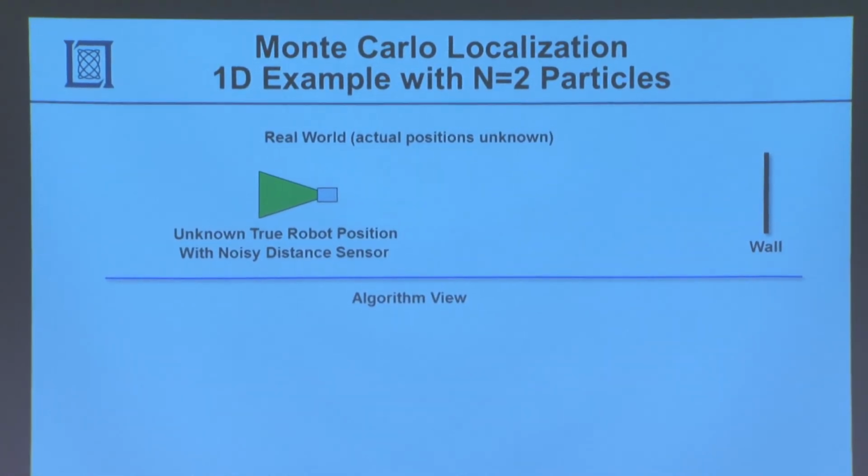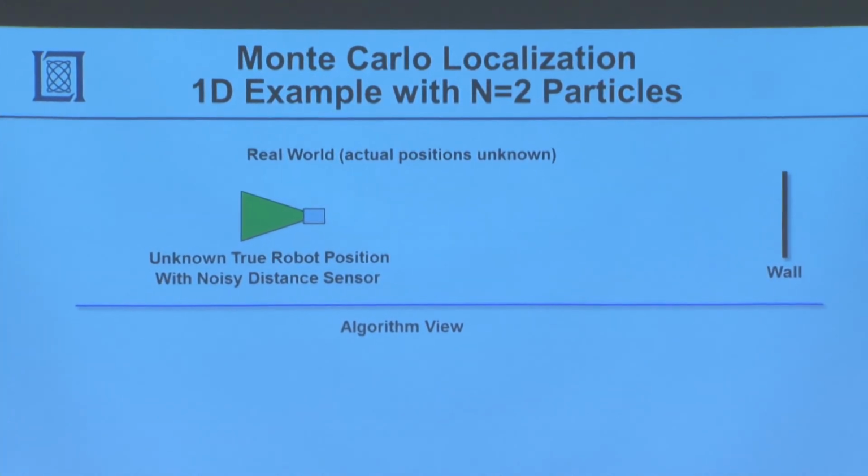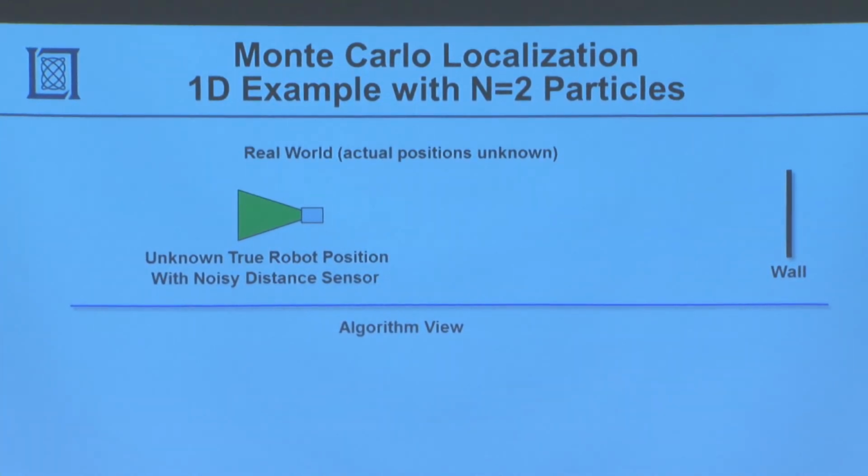So here's a 1D example. On the top part of the screen, I'm showing the real world position of the robot. In reality, our robot doesn't know where it is exactly. This is just showing you the perfect view of what's happening. Here we have a simple one-dimensional robot working on a line relative to some wall that we've added in the environment. Our robot has a distance sensor, so it can determine the distance to that particular wall.